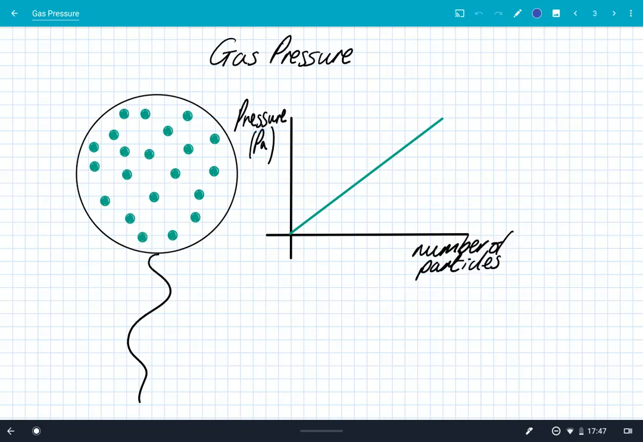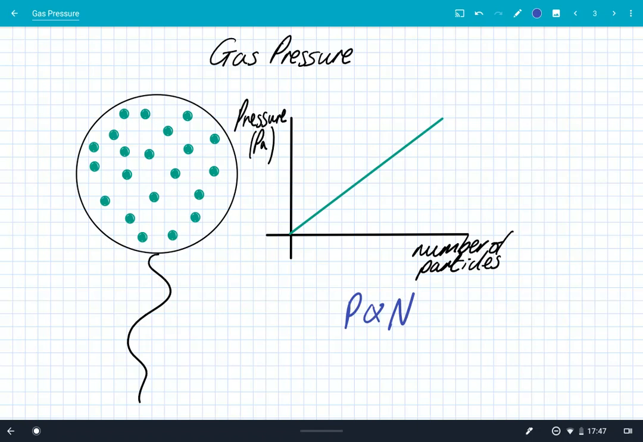A second factor is if you just blow more gas into a container. So you imagine blowing up a balloon with more gas particles, you're increasing the number of particles within that container. And you can see here that the pressure, again, is directly proportional to the number of particles. If you double the number of particles, you will double the pressure.